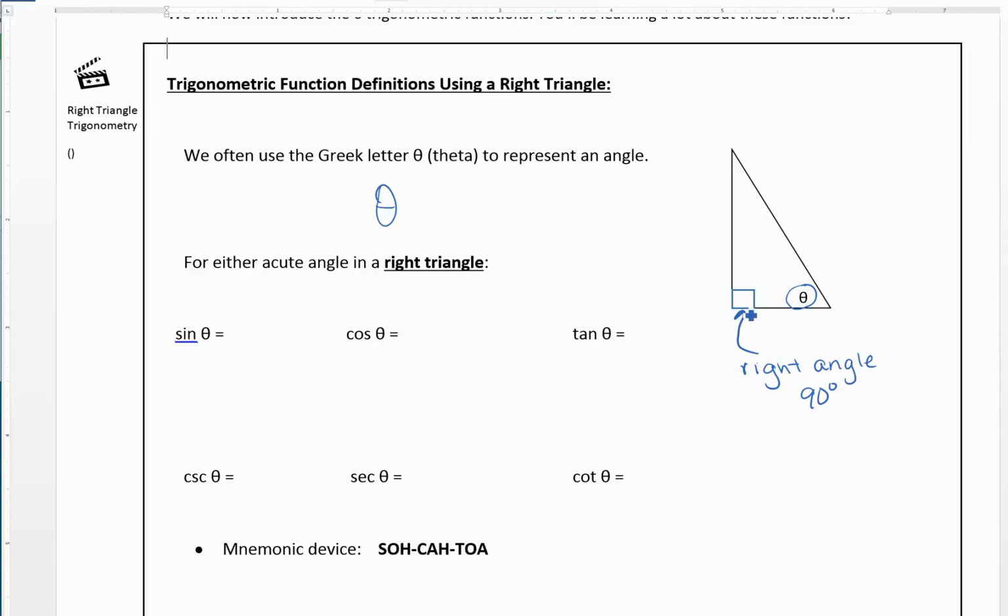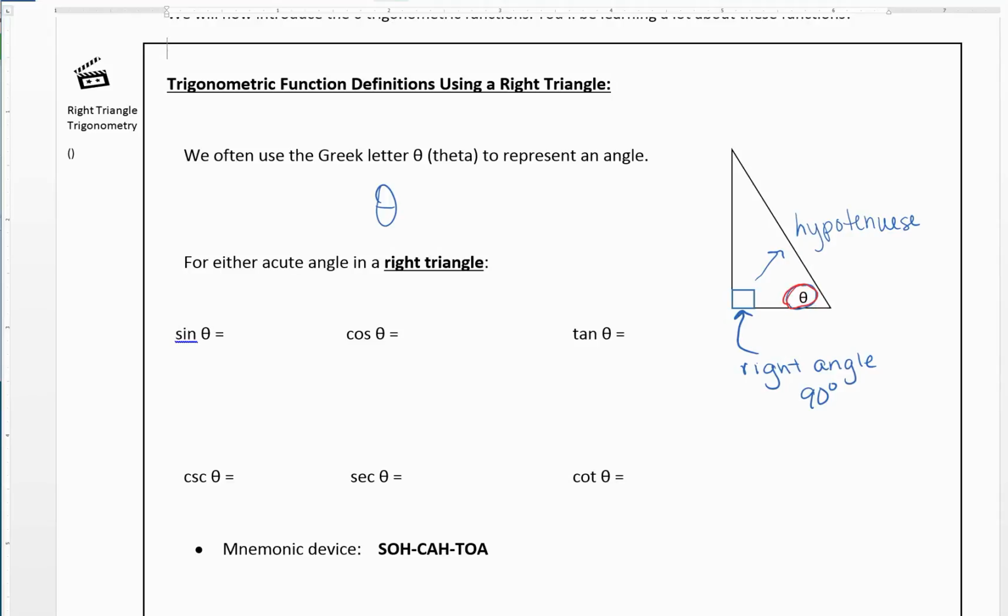So the side that's across from the right angle has a special name that's called the hypotenuse. So it's always the longest side and it's always across from the right angle. The right angle is kind of opening up toward it. Now, we have to label which angle we're talking about, theta, because the other two sides that we're going to look at depend on theta.